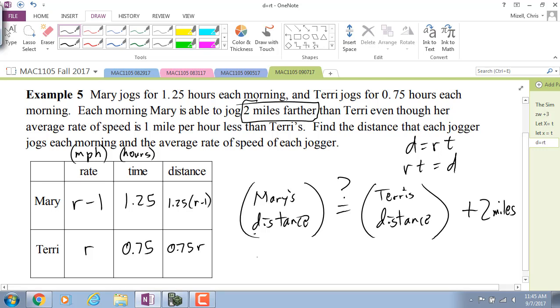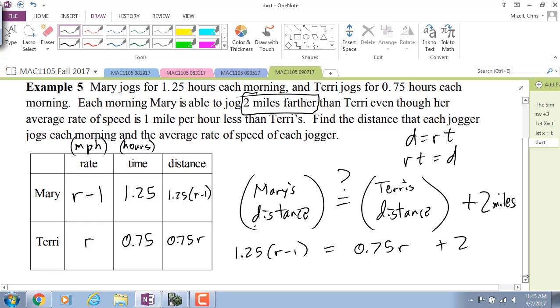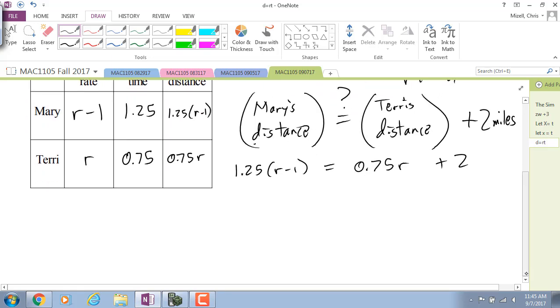Mary's distance, that's going to be 1.25 times R minus 1. Terry's distance, 0.75 R. And then if we add 2 miles to that, I'm going to drop the miles with the understanding that the rate is going to be calculated in miles per hour. If we solve this for R, this should be Terry's rate. So far, so good. I think this is going to give us Terry's rate. I hope it does.